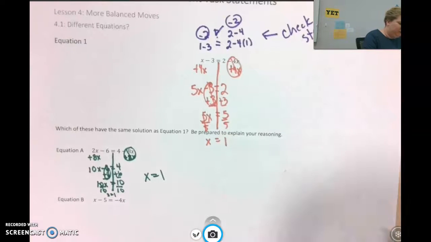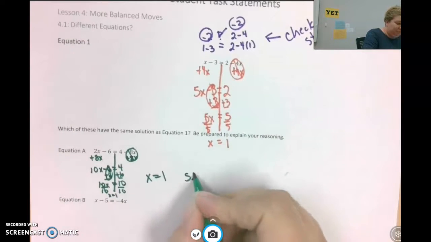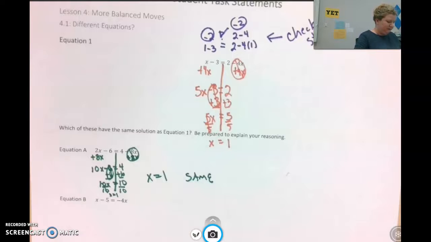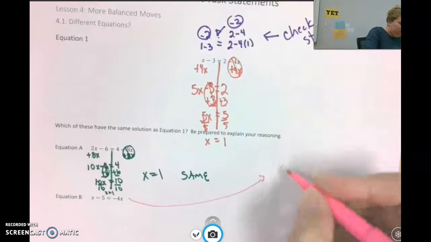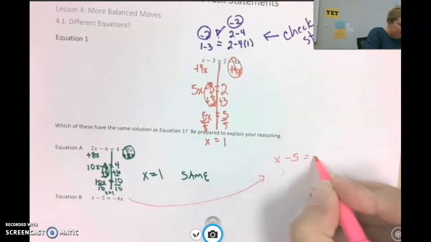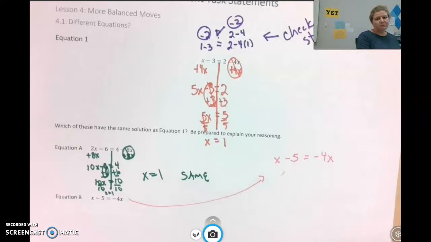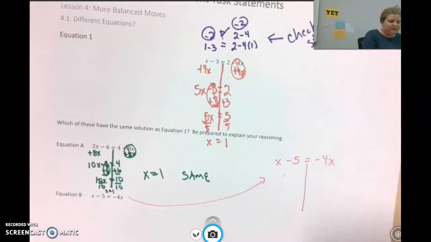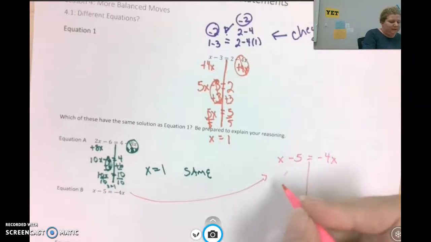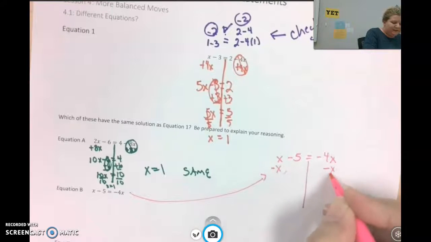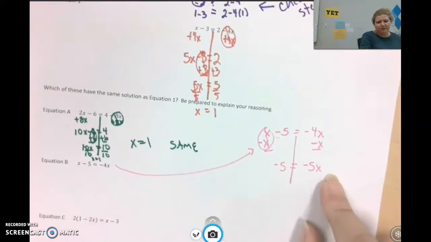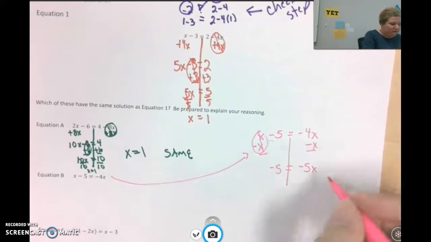Let me write that larger. Okay, so this has the same solution. I think I'll write the next one over here and give myself some room. Okay, x minus 5 equals negative 4x. Again, I'm going to try to get my variables on one side of the equation. This time I'll just go ahead and subtract x, and that cancels, so I get negative 5 equals negative 5x. So this time I moved my variables to the right side of the equation, which is fine.